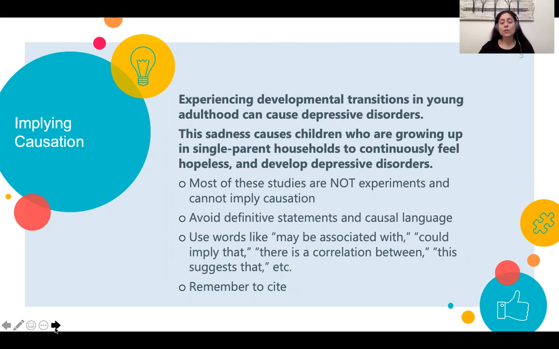Instead, you can use words like may be associated with, could imply that, there's a correlation between. You could also use effect language, like there's a direct effect or an indirect effect, or this suggests that, and so on. And always remember to cite. So these here don't have citations. Be careful with using the word cause, or even things like leads to can be problematic.